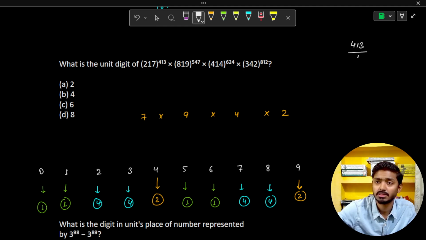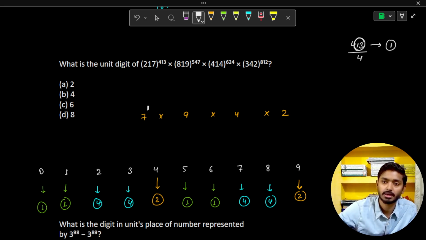413 divided by 4. Again, you don't need to divide the entire thing, just the last 2 digits. If you observe, we are going to get remainder 1. So we'll write 7 to the power 1. 9 has a cyclicity of 2, so we just check even or odd. This one is odd. We'll write odd over in here.